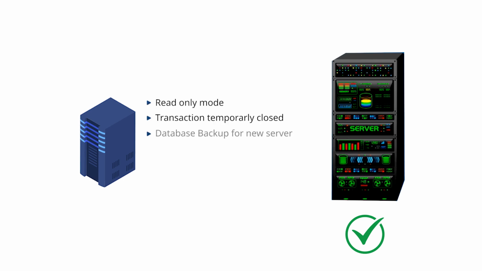Step 3. The cutover. Once the new server is ready, schedule a short maintenance window. Put your old server in read-only mode or stop accepting new transactions for a few minutes. Take a final database backup, restore it on the new server, and copy any new files added since your test run. This delta sync is usually quick.